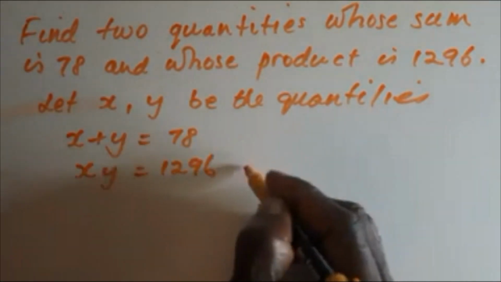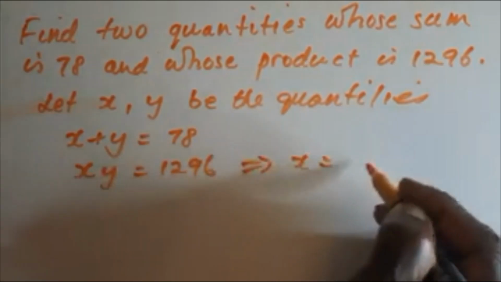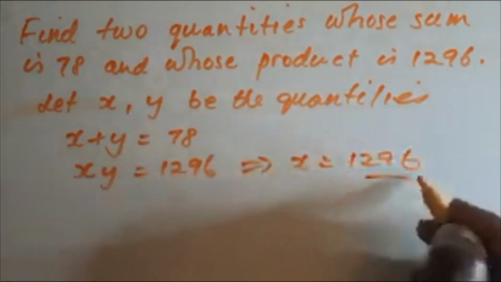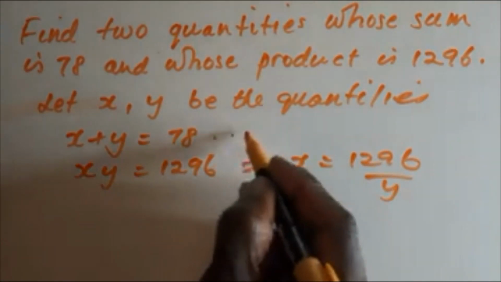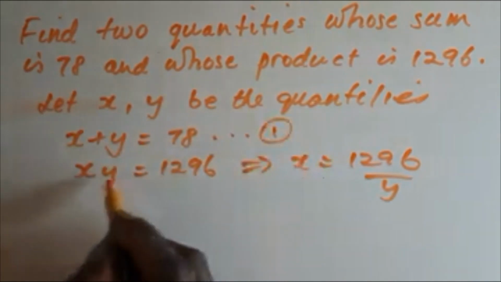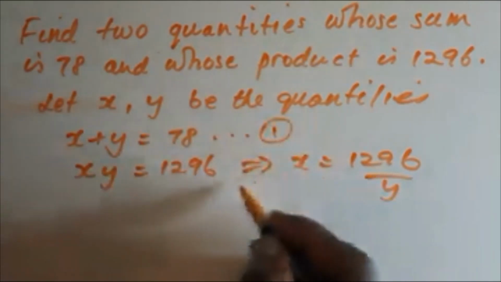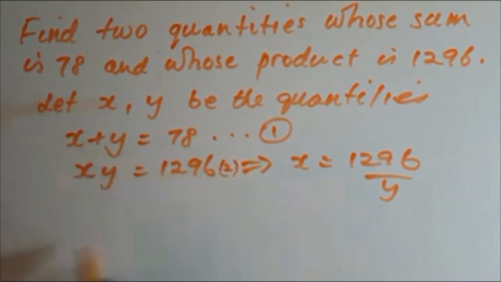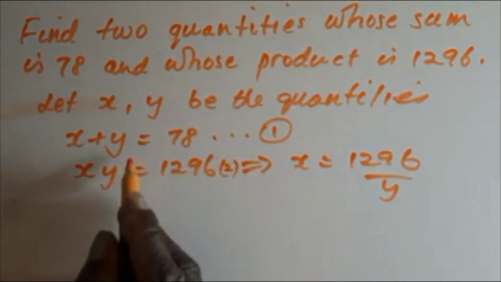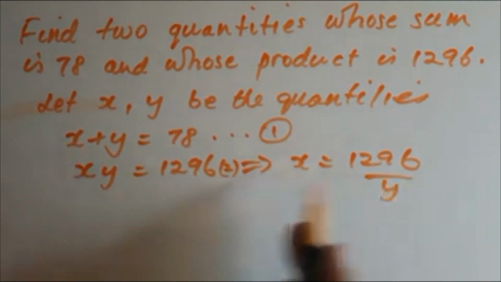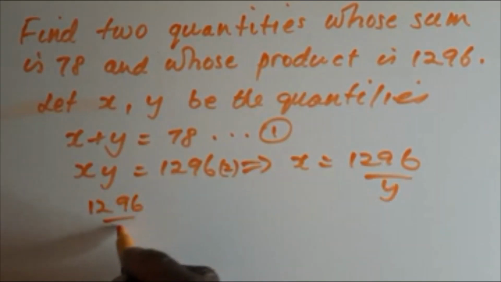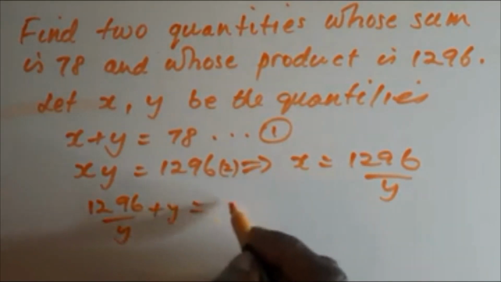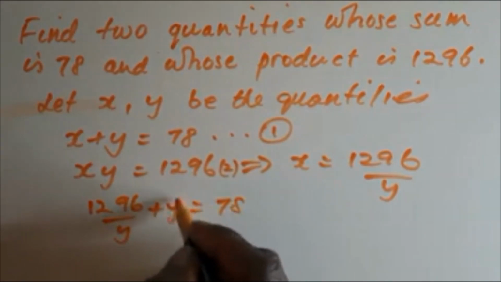From this, it implies that x is equal to 1296 divided by y. And so now we can substitute into the first one. Let's call this equation 1 and this equation 2. So in equation 1, we can substitute for x. Now we know what x is, which is 1296 over y. Add y is equal to 78.